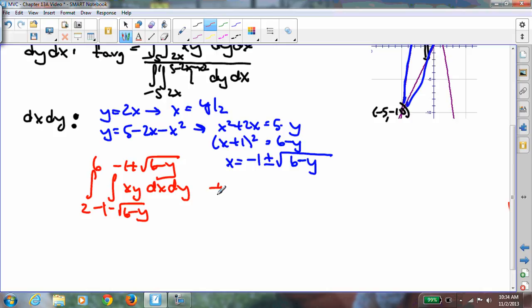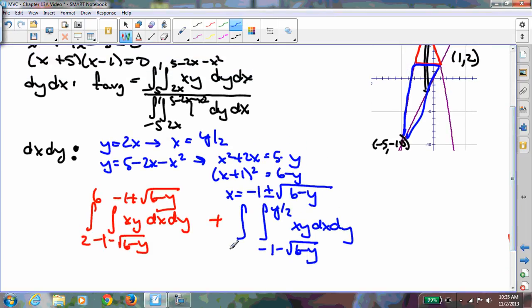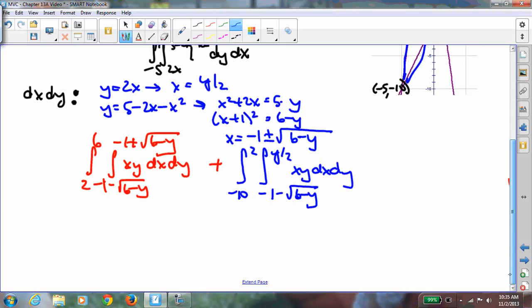Now I can add to this the integral for my other piece. So my other piece, my double integral, would be xy dx dy. X on the left side is bounded by the left side of the parabola, so that's negative 1 minus square root of 6 minus y. And on the right side is bounded by the line, y over 2. And the y values for the blue region are from negative 10 to 2. So that would be the top of my average value.